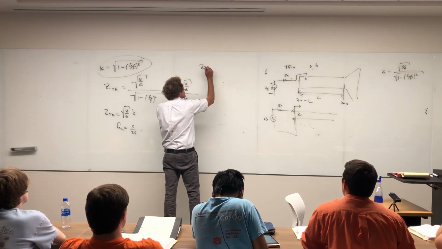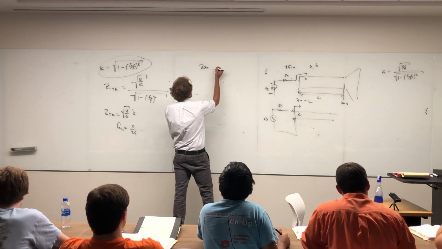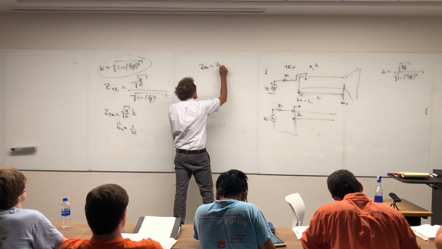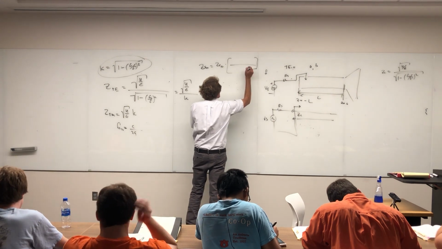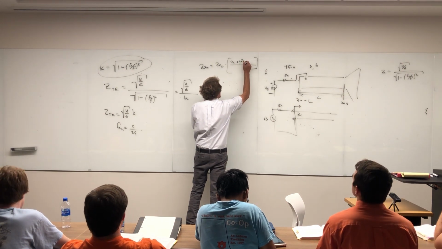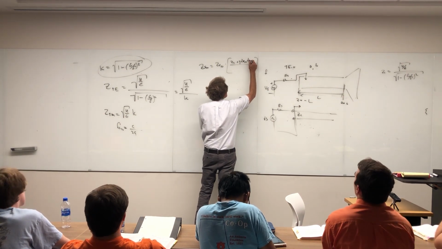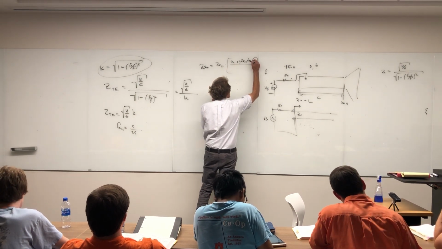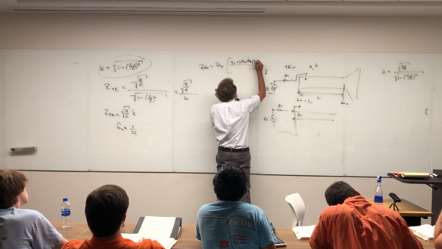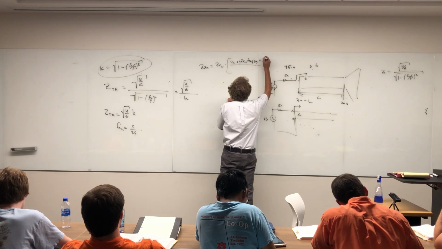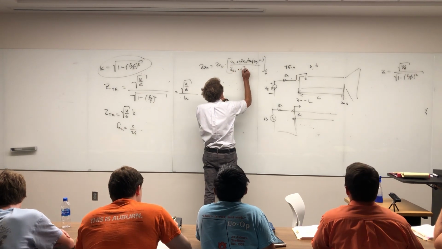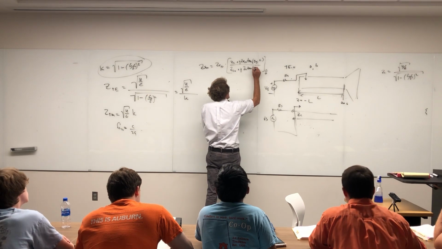Zn, the input characteristic impedance right here, is going to be equal to Z naught, or ZC10, times ZL, whatever ZL is, plus j Z naught 1 over ZC10 times tangent of beta in the guide times L, over ZC10 plus jZL tangent of beta in the guide times L.